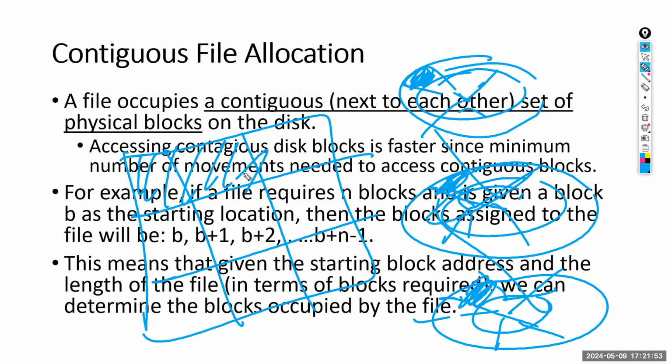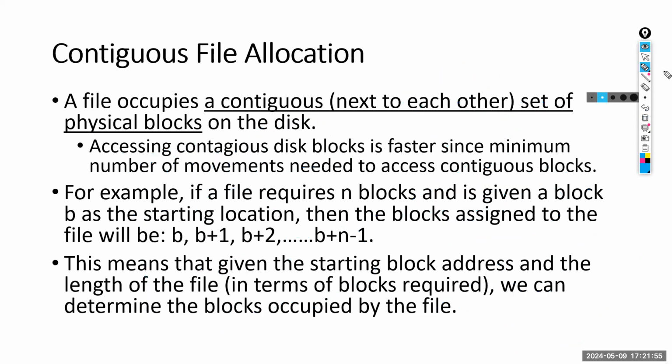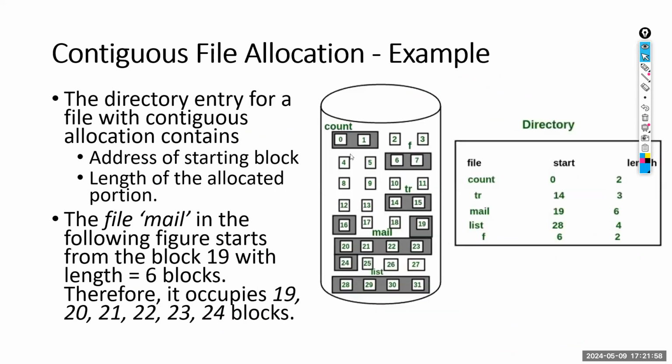Right. So contiguous file allocation. This is how you look at it. Say these are some files. File names: tr, mail, list. And F is another file. You can see that these files are taking contiguous blocks. F is taking these two blocks. TR is taking these three blocks.